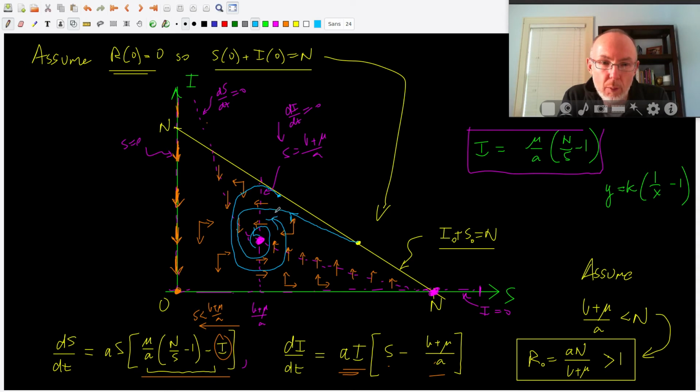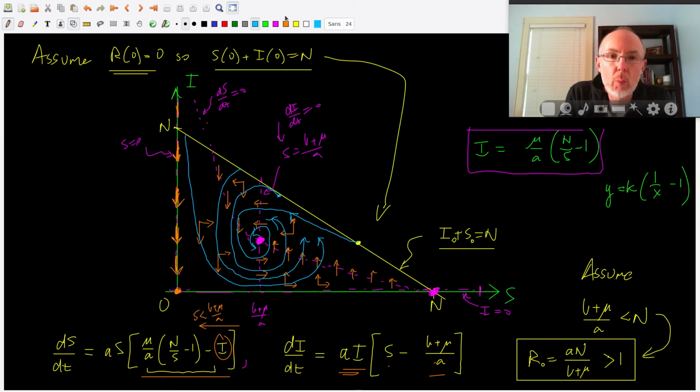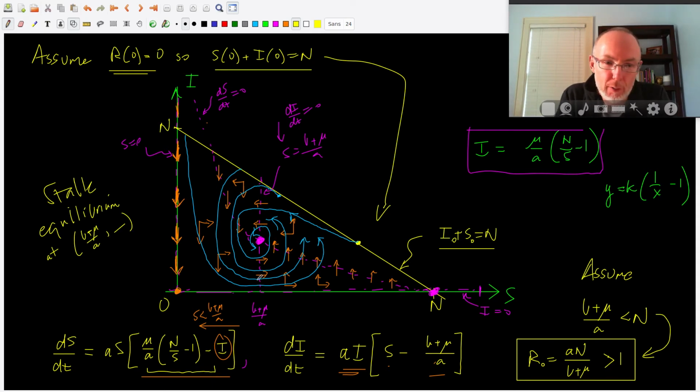And so as I try to build these trajectories, starting over here, I'm just going down and to the right from the beginning, so it's going to look something like that. All of these trajectories must somehow be twisting in towards that central point. In other words, we have a stable equilibrium right there at the center, which is complicated to write out, but it's this point where S is (B plus mu) over A and whatever that I value was. So we've got a stable equilibrium.